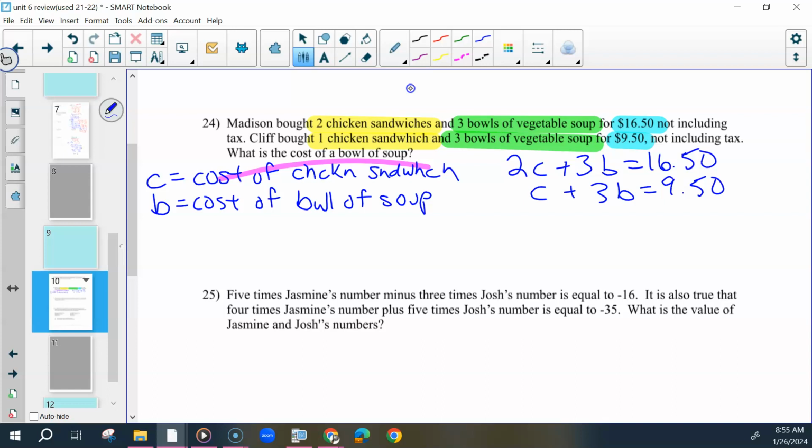Alright, we are specifically just looking for the cost of a bowl of soup, but you can choose whether to solve by substitution or elimination. Which way do we want to solve by? Okay. So if we solve by elimination, we're going to end up getting rid of B, find C, and have to go back and find B, which is fine. So we can eliminate our B's since they're already the same by subtracting. We have C equals 7.